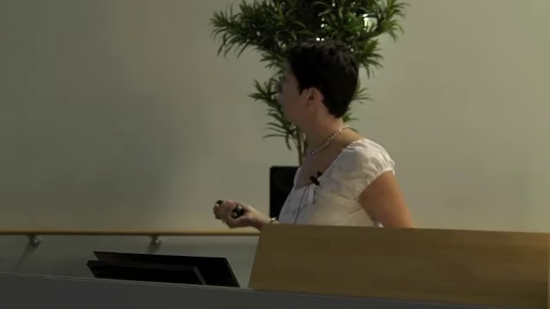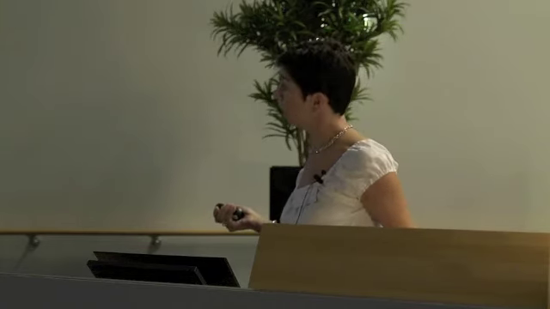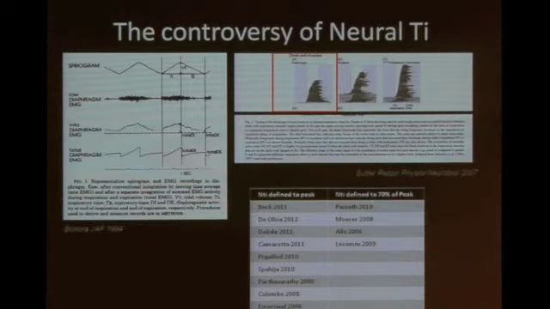So I went through all the literature to see where people are defining neural inspiration. And I gave up after a while on the people who define neural TI to the peak of the EDI, because the list is much longer than the few who actually define neural TI to 70% of peak. So we can have a discussion later about the definition of neural inspiratory time versus when you should cycle off the ventilator.